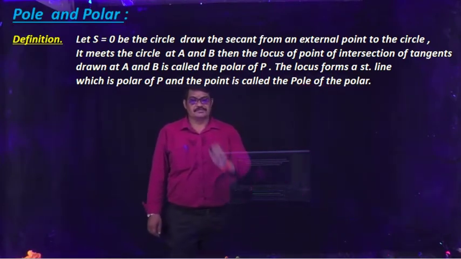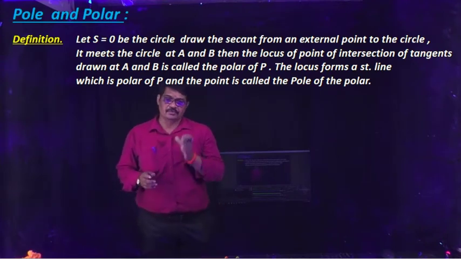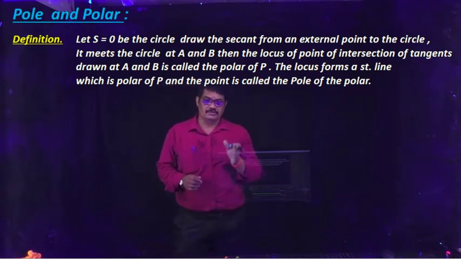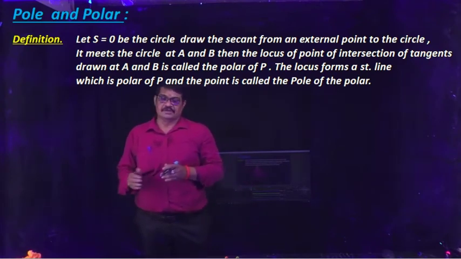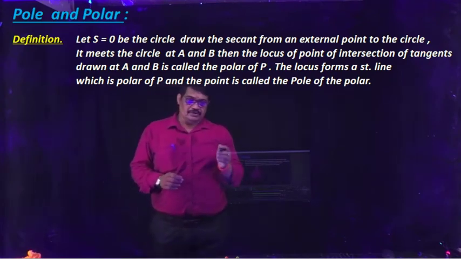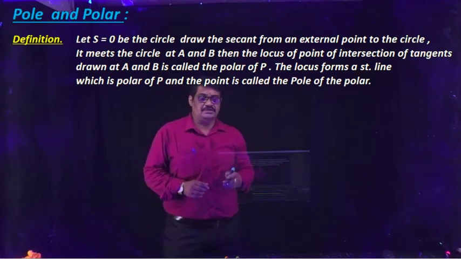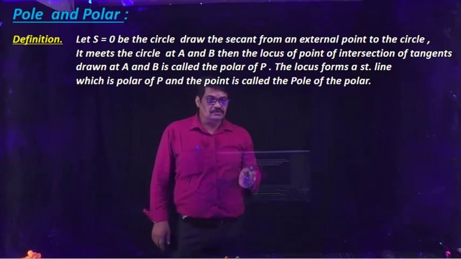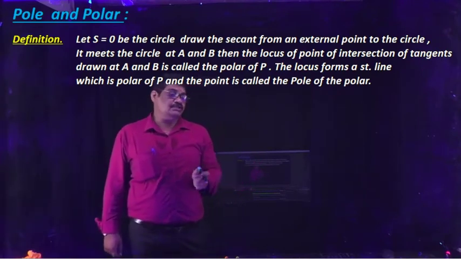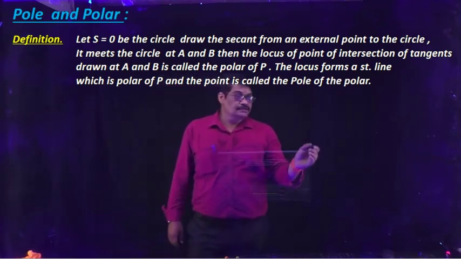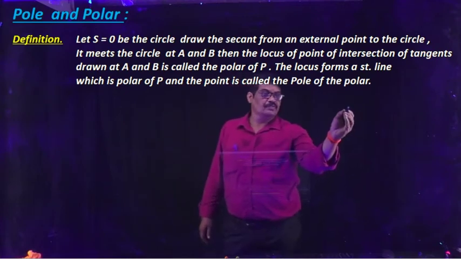Next, what is the concept of pole and polar of a circle? See the definition. Before that, we are observing this diagram. Look at this diagram first. It is easy to understand this concept. Okay, this is the circle.